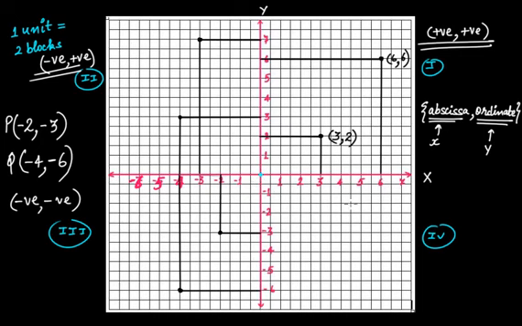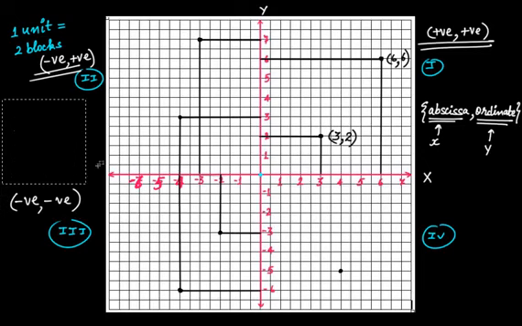So in this case I'm going to take just one example. Let's say you have to tell about this point. Let's say this is the point P.